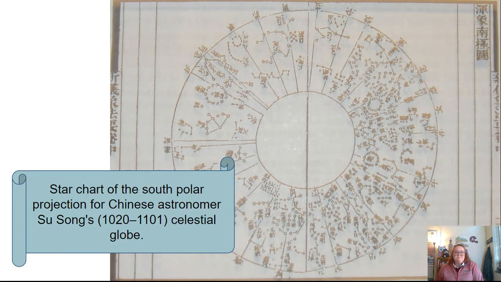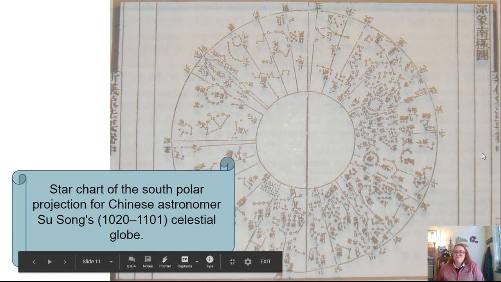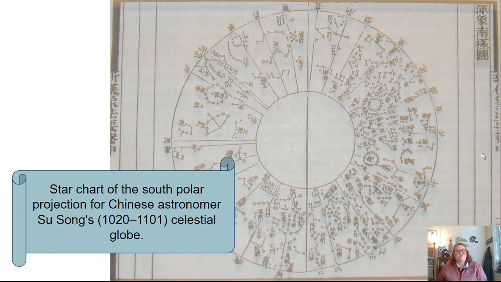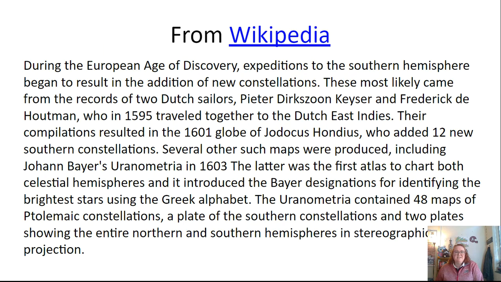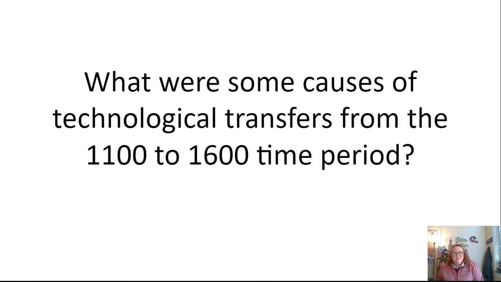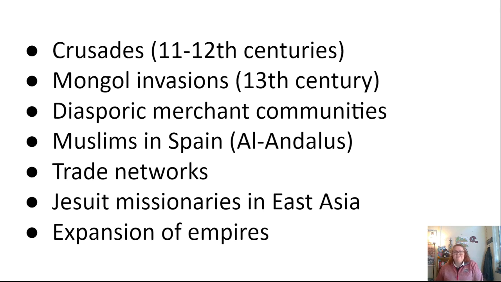So these are some diagrams from the Muslim world about the astrolabe and the compass and how to use it. This is a star chart. So this was from the astronomer Su Song, and he mapped out the celestial globe, meaning the stars in relation to where you are on the globe. And these were the south polar projections that he came up with.